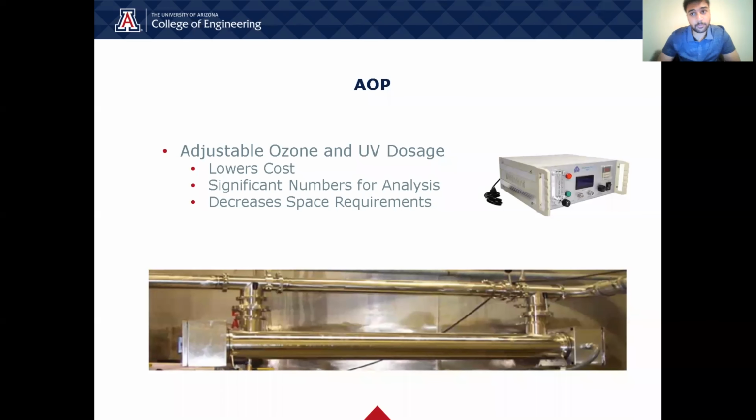In this AOP experiment, we have two separate pieces of equipment that can create hydroxyl radicals. One being an ozone generator that is mixed in a tank with hydrogen peroxide at a constant concentration. In the top right, you can also see the lab bench ozone generator that would be used in this experiment. The dosage amount of ozone is adjustable from this, and that can change the ratio of the reactants.